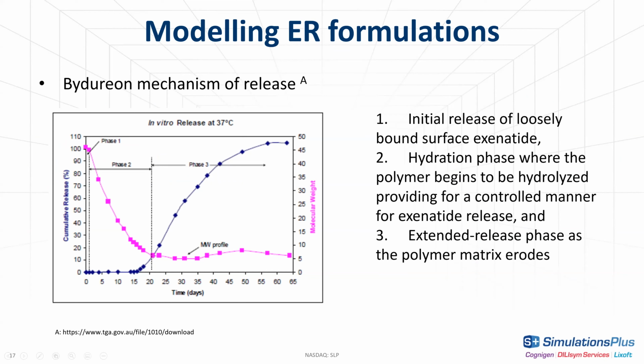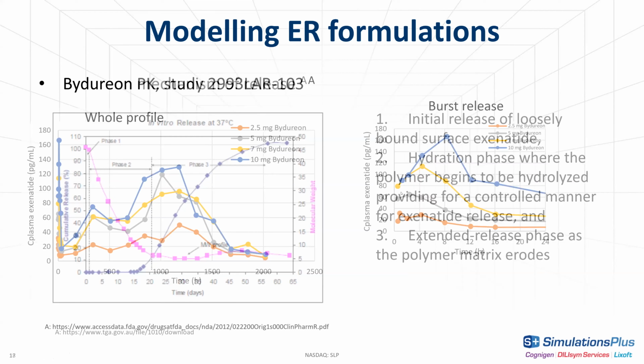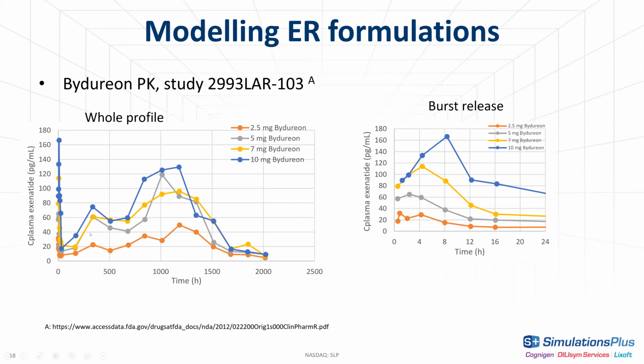When you look at the PK, you can very well see the burst phase. So you have that first 24 hours where the drug is released immediately from the microspheres. And then following this 24 hours, you've got a prolonged release for the drug, which is compatible with the formulation mechanism of release. And the dose proportionality is okay, but as you will see, it's much lower in terms of AUC compared to the IR formulation.